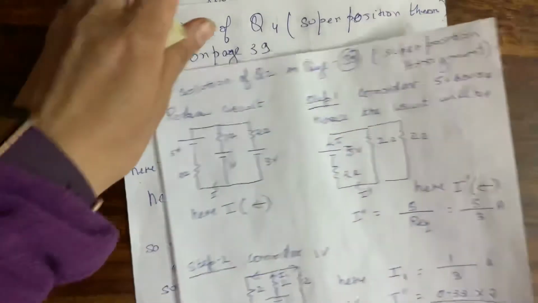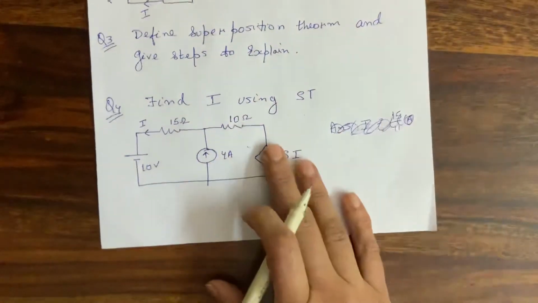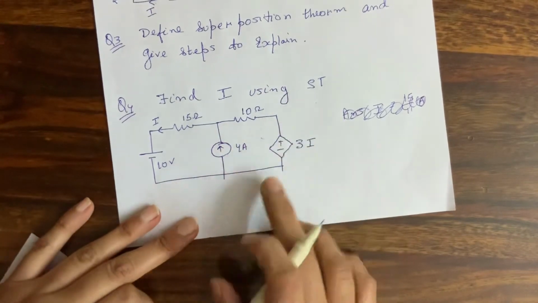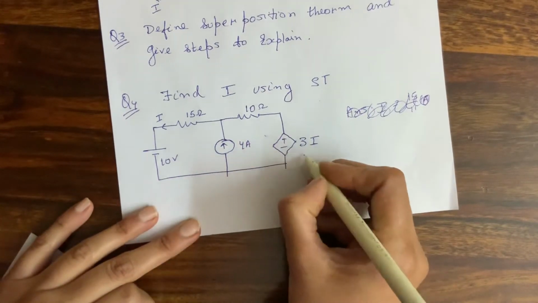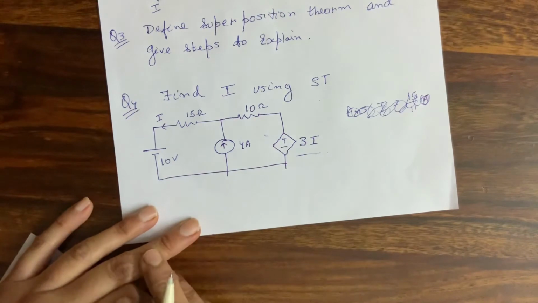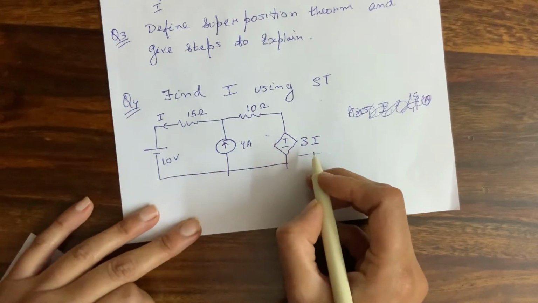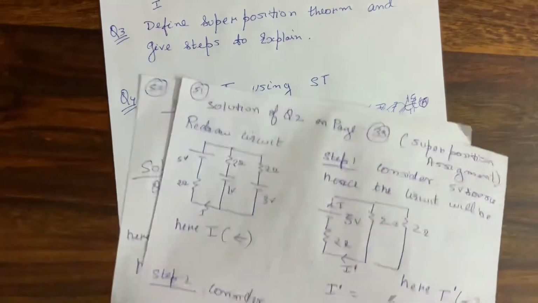Let's consider the third and most important example of the superposition theorem. Why is it the most important example? Because here there is also a dependent source in the question. Generally students get confused with this dependent source. So let's do this solution.